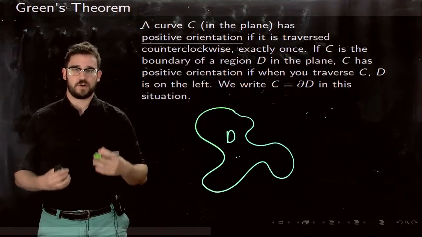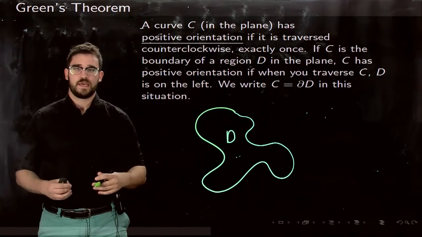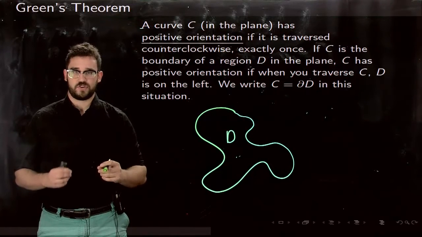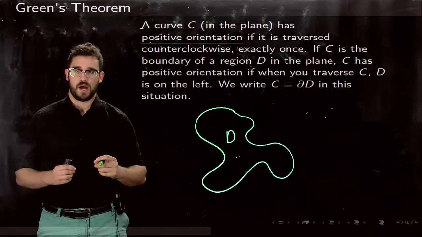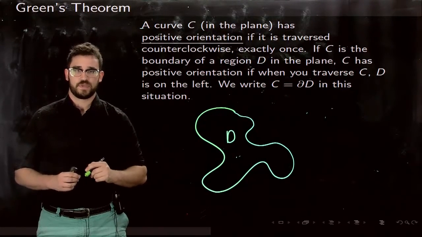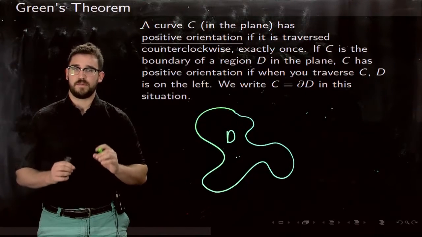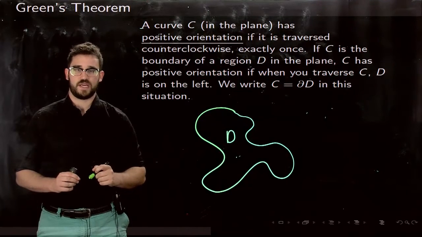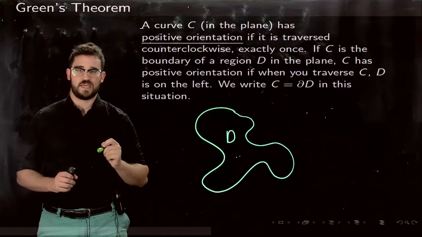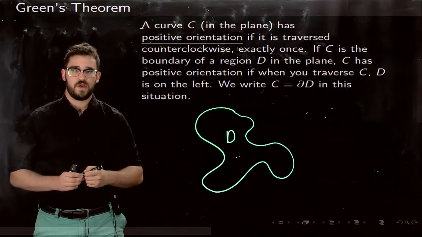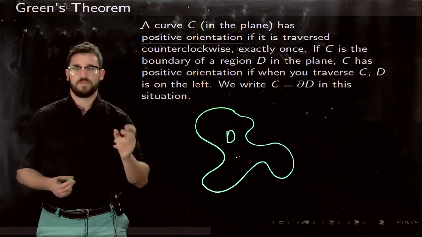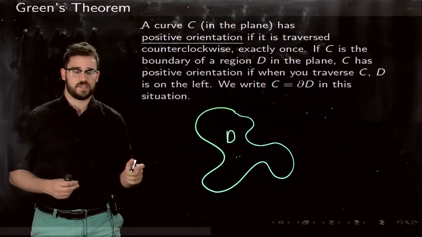So if we have a curve C in the plane, it has positive orientation if it is traversed counterclockwise exactly once. If C is the boundary of a region D in the plane, C has positive orientation if when you traverse C, D is on the left. And we write C equals partial D, or boundary of D, in this situation.